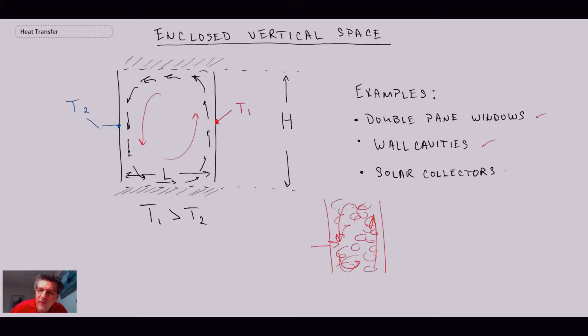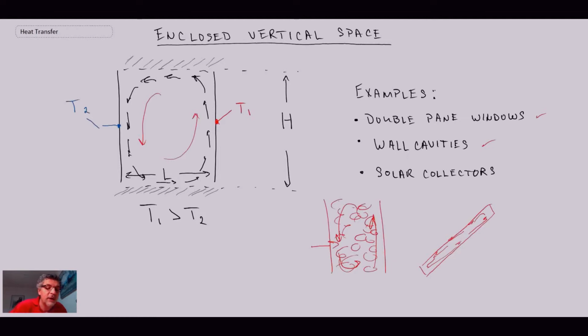And then finally, solar collectors are another example. Here you would have your solar collector at an angle, but you can have convective cells developing within solar collectors. This would be a case of solar thermal collection, not solar photovoltaic, where we have some sort of working fluid within the solar collector itself. So those are example applications.